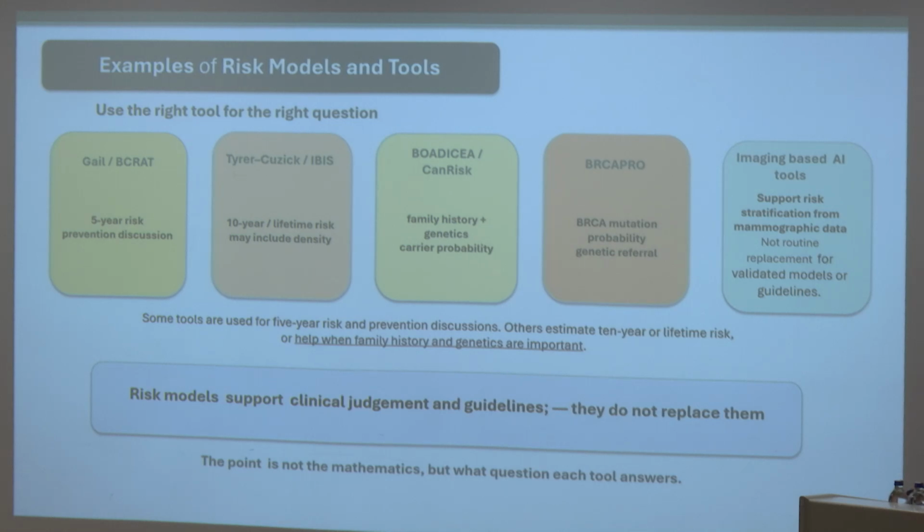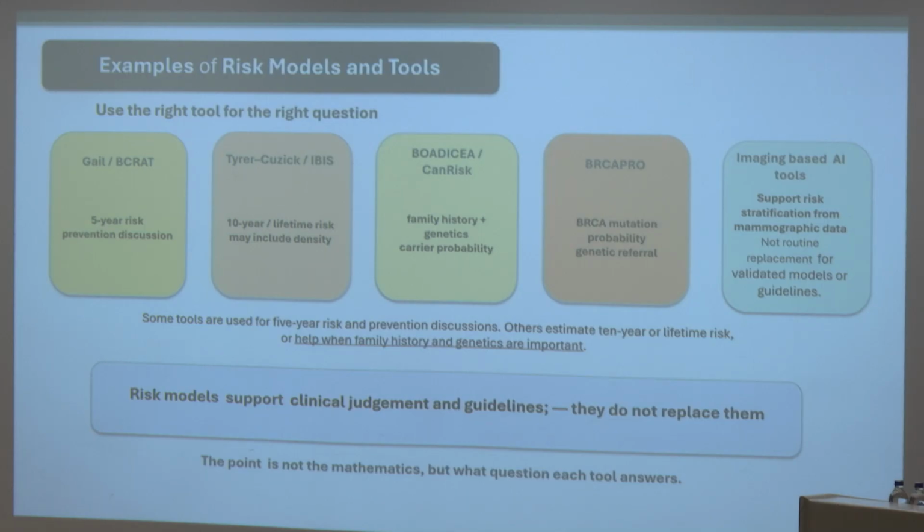They have already talked about the risk models. Just to say, use the right tool for the right question. Like the Gail model is for 5-year risk and prevention discussion. Another gives the 10-year and lifetime risk. Another gives the risk based on family history, genetics, carrier probability, and mutation, which is the most useful. They use them more.